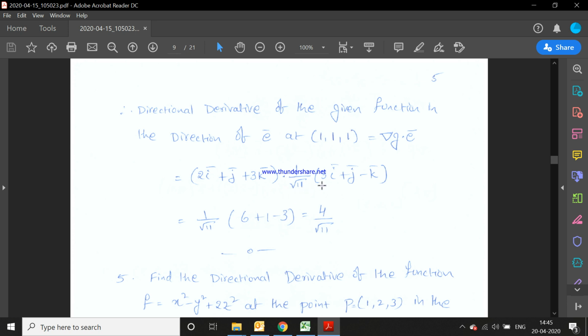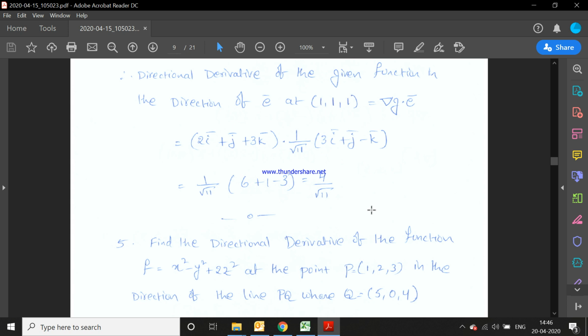After that, 1 by root 11 is a constant, and we multiply the two vectors using the rules. i bar dot i bar is 1, and the i bar coefficients are 2 and 3, so 2 into 3 is 6. Next, j bar dot j bar: the coefficients are 1, so 1 into 1 is 1. Why do we write minus here? Plus 3 is there, and here minus 1 is there, so 3 into minus 1 is minus 3. So 7 minus 3 is 4 by root 11, which is the directional derivative value. So, going to the next example.